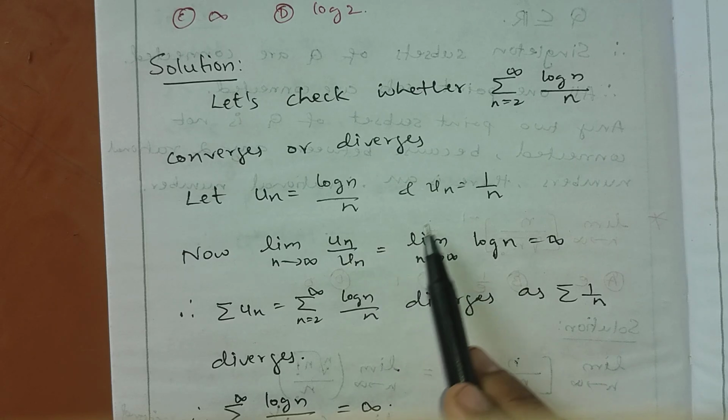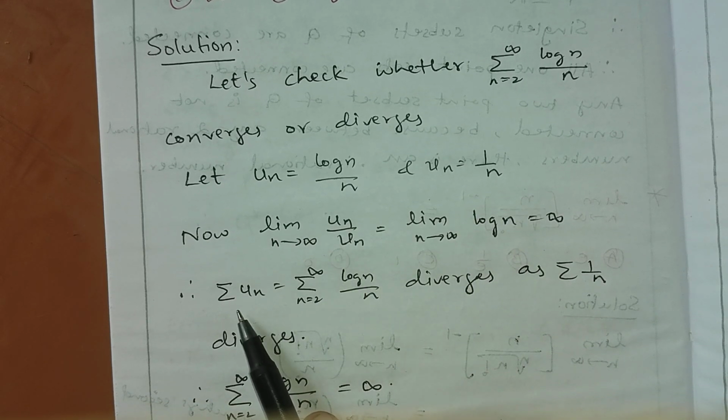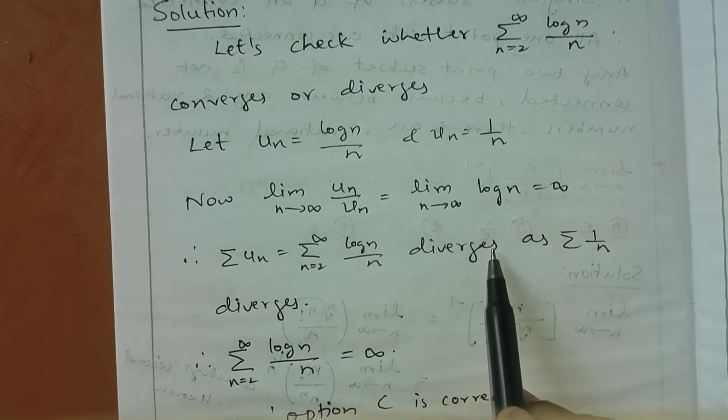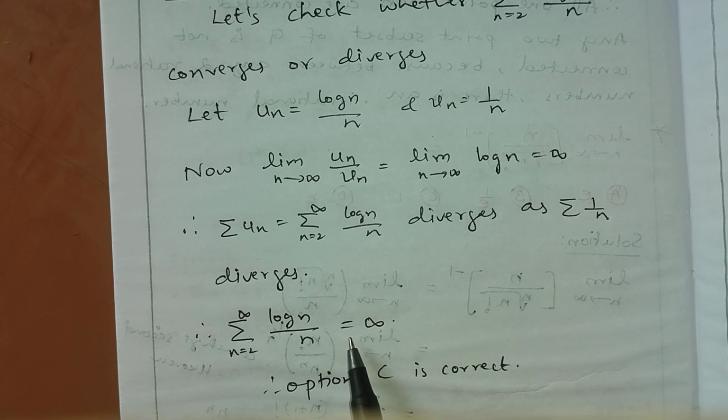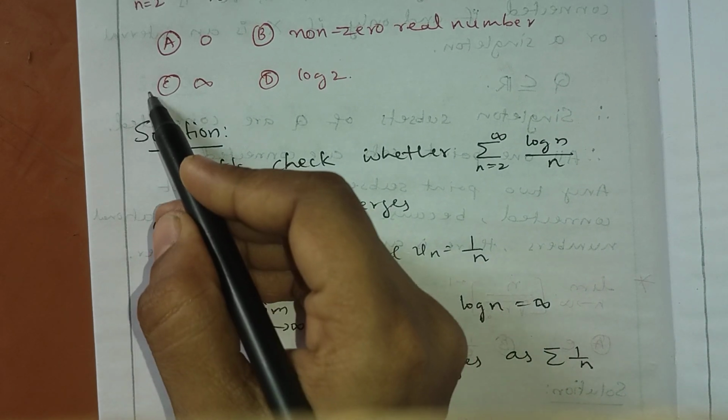But here the series v_n diverges. Therefore, by the limit comparison test, the series u_n, which is the series log n by n, diverges. Therefore, its sum is equal to infinity. Hence, option C is correct. Its sum is infinity.